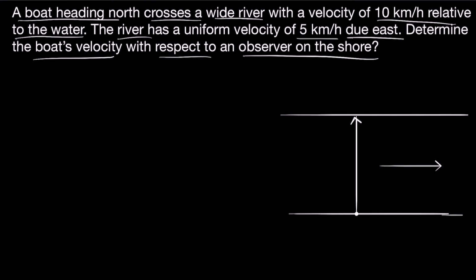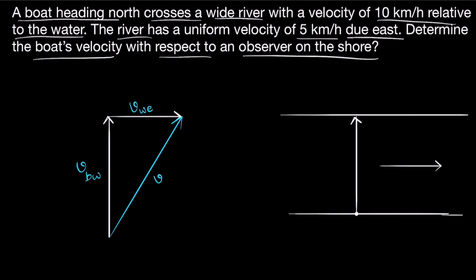Now they are asking us to calculate the velocity of the boat with respect to an observer on the ground. Let's try to draw a simple vector diagram. Let's consider that this is the velocity of the boat with respect to the water, and this is the velocity of the water with respect to the earth. What they're asking us to find is this vector right here, the velocity of the boat with respect to the earth.